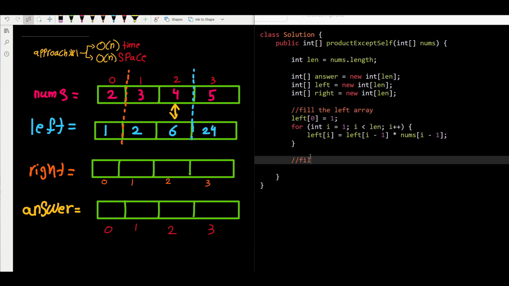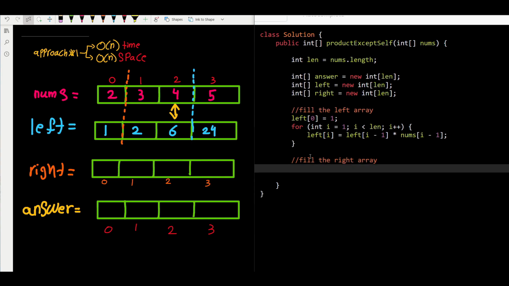So now we can say fill the right array. So okay, so let's have a look. Well, we will do a very similar thing to what we did with the left array. Starting with this value 1 right here. Well, we put a 1 here because we said there is nothing to the left of the value 2. There is nothing left to the first number in nums. Now let me ask you, is there anything to the right of the last number in nums? Is there anything to the right of the value 5? Well, the answer is no. So by the same concept, we will always have a 1 in the last field in the right array.